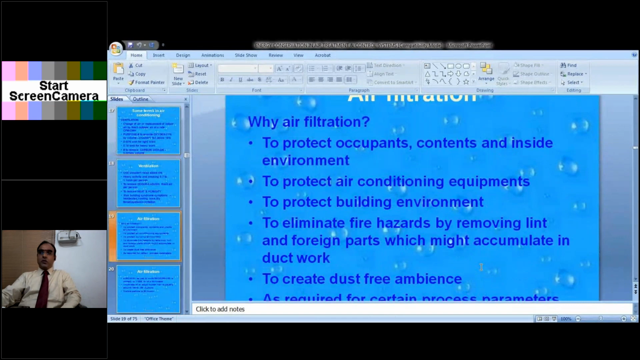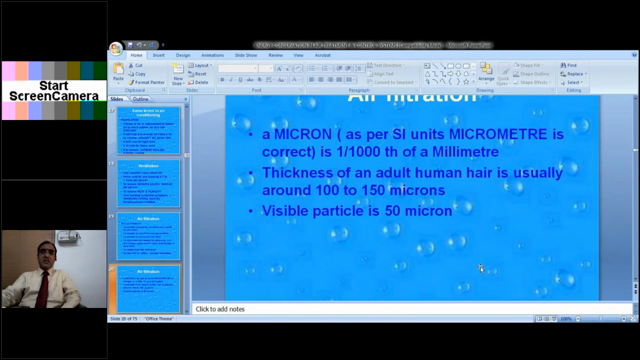So why is air filtration required? To protect the occupants, contents, and inside environment, to protect the air conditioning equipment, to protect the building environment, to eliminate fire hazard by removing the lint and foreign particles which might accumulate in the ductwork, and to create a dust-free ambience inside the factory. That's why we require air filtration. So as I initially told, the air treatment is a combination of many things: ventilation, air circulation, temperature, RH control, and filtration.